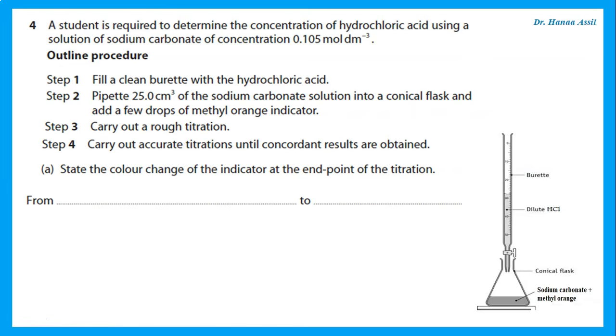Add a few drops of methyl orange indicator. So in the flask we have sodium carbonate and methyl orange, and in the burette we have dilute HCl. Carry out a rough titration.